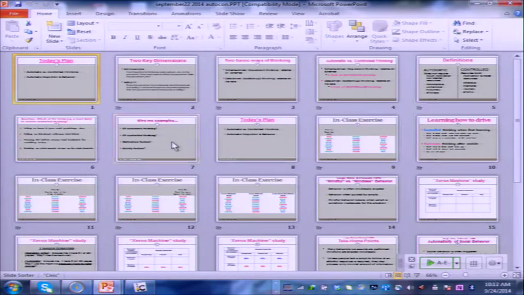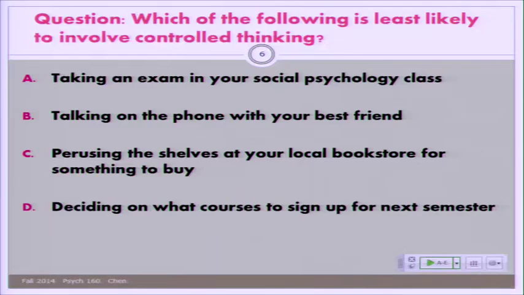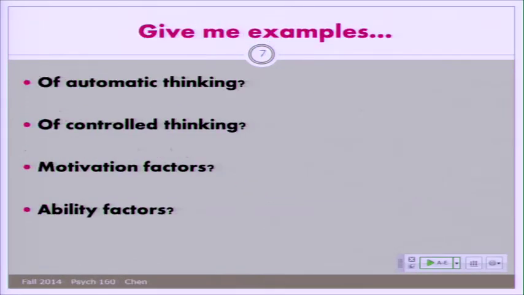Okay, we were talking about the distinction between schema-driven versus data-driven or automatic versus controlled thinking. And I asked you to think about which of these following examples are most likely or least likely to involve controlled thinking. I wanted you to get a fairly clear sense of what automatic versus controlled thinking is. And I also want you to be reminded that what distinguishes the two kinds of thinking, precursors to these kinds of thinking, is motivation and ability. Okay? Can someone quickly, just so we kind of ease back in quickly, give me an example of a situation likely to involve automatic thinking? Raise your hand quickly. Yes.